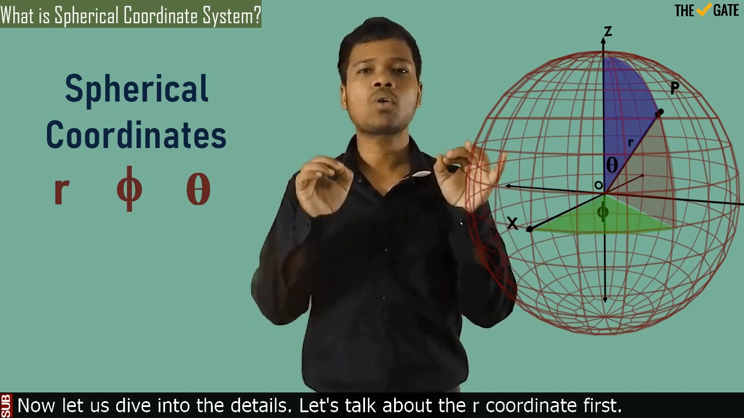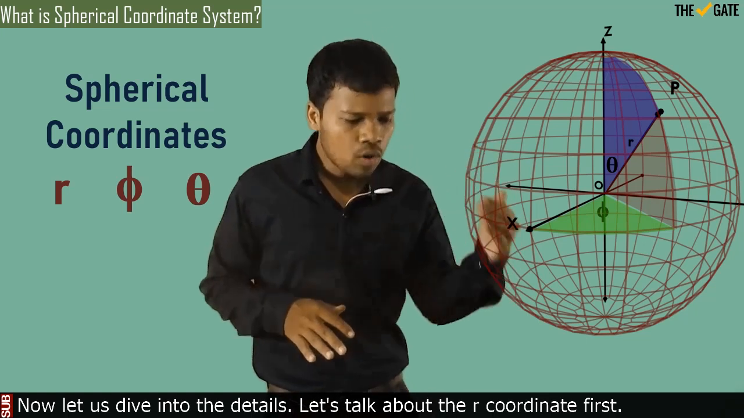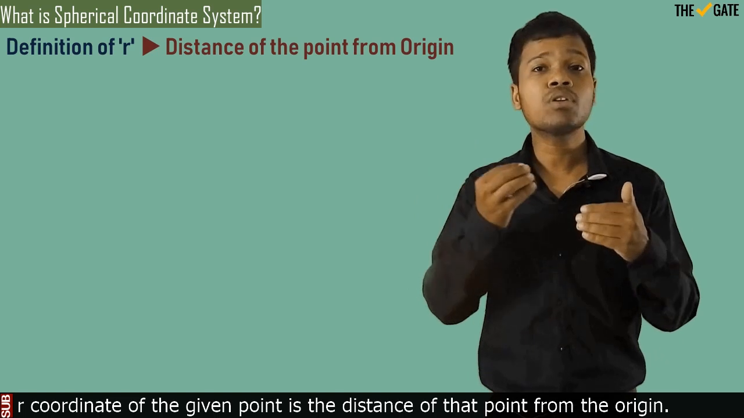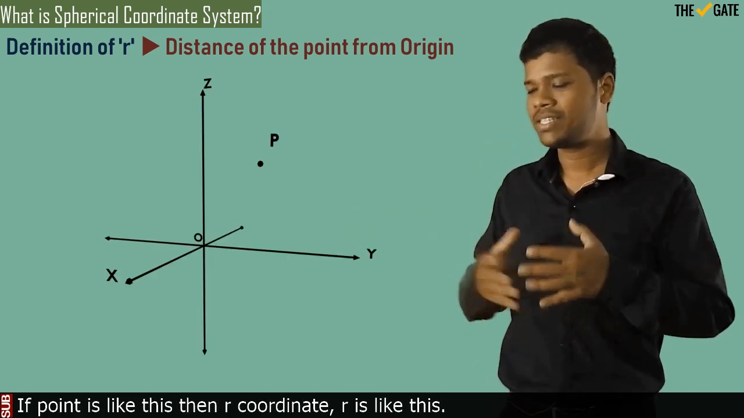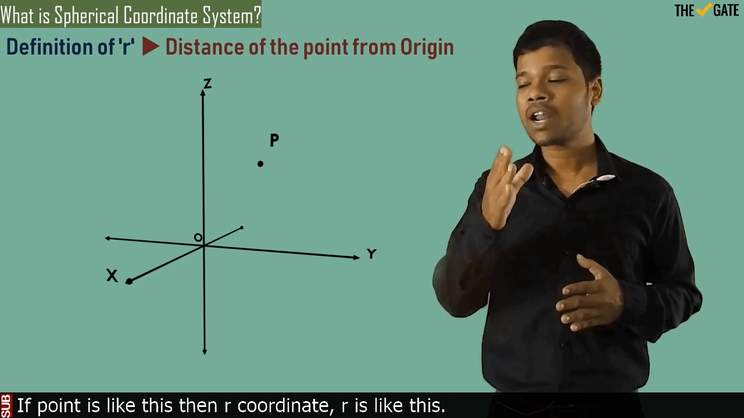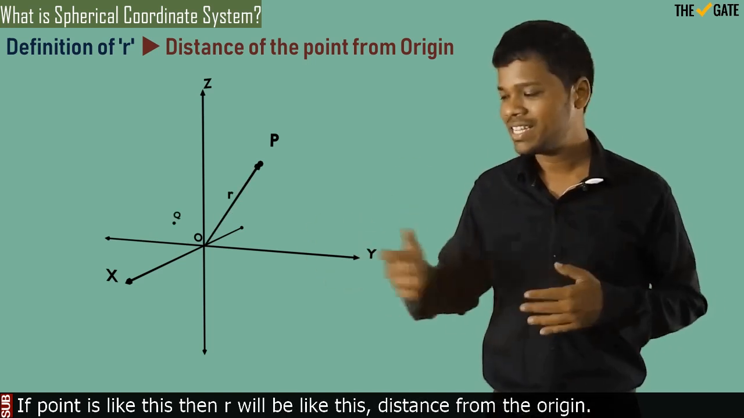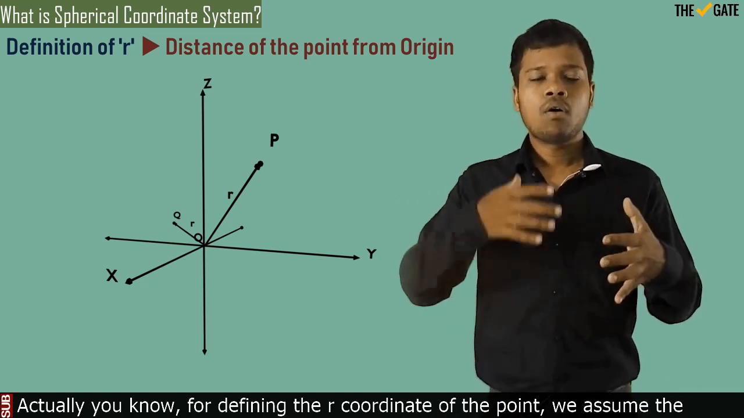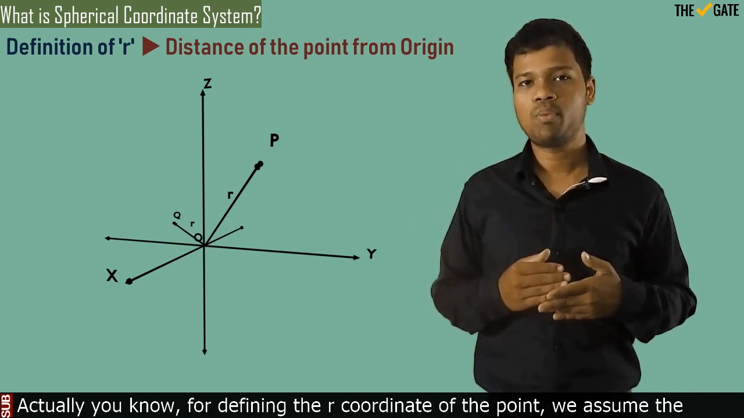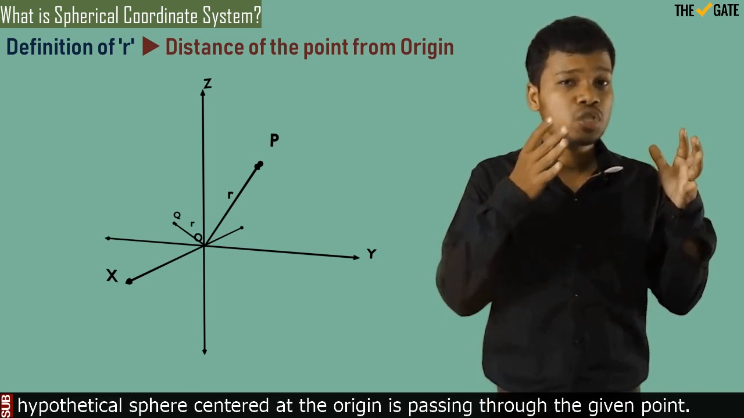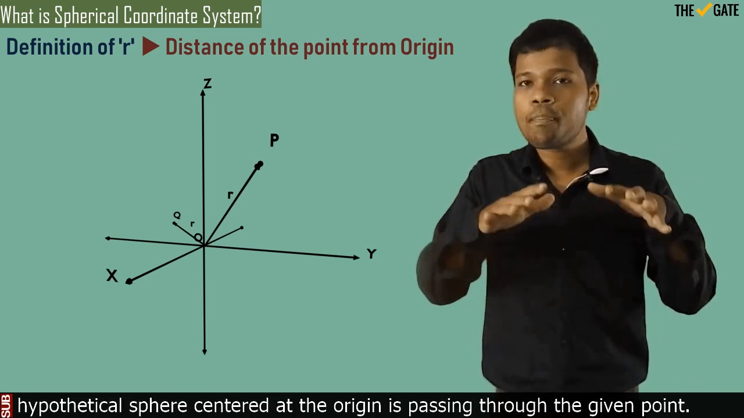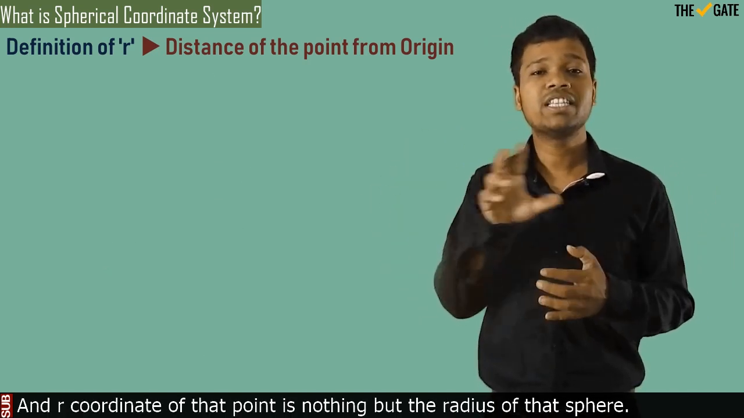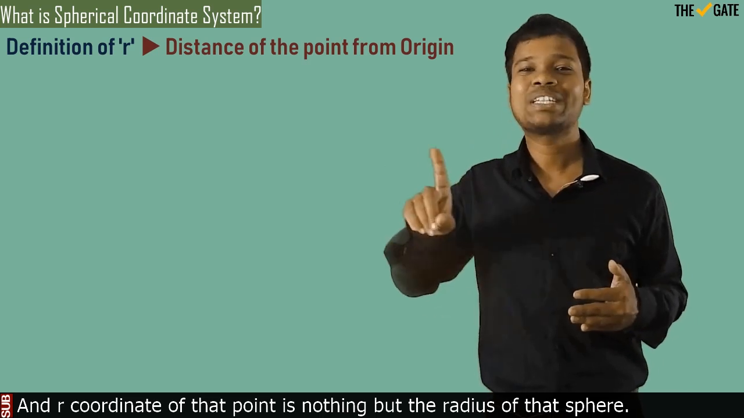Let us talk about the r coordinate first. The r coordinate of the given point is the distance of that point from the origin. If a point is like this, then r can be shown like this, the distance from the origin. Actually, for defining the r coordinate of the point, we assume a hypothetical sphere centered at the origin is passing through the given point. And the r coordinate of that point is nothing but the radius of that sphere.